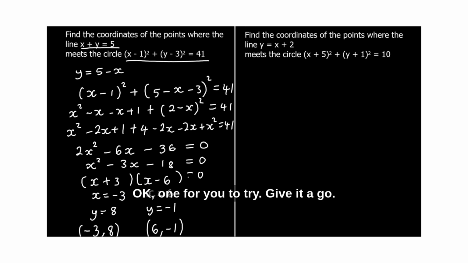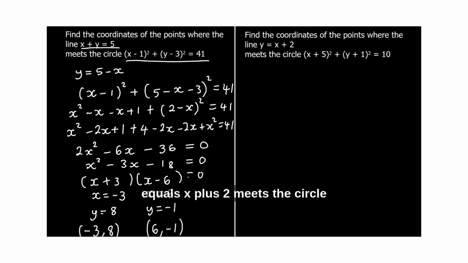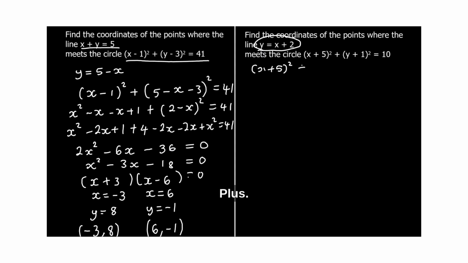Okay, one for you to try. Give it a go. So find the coordinates of the points where the line y equals x plus 2 meets the circle (x plus 5) squared plus (y plus 1) squared equals 10. So it's already in the form y equals, so we can substitute in for y. So I've got (x plus 5) squared, I'll just write that out again, plus, and I'm changing y into x plus 2, so it's (x plus 2 plus another 1) squared equals 10.